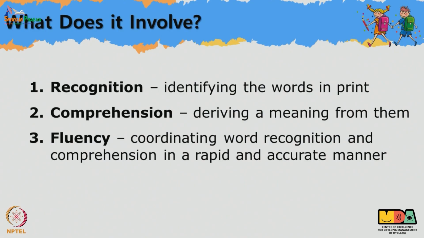So, I did coordinate the word recognition and the comprehension, and also read this text in a rapid and accurate manner. So, I had word recognition, identifying the words in print, then I derived meaning, which is called comprehension, as and when I read, and I also read it in a rapid and efficient manner, which is called fluency. So, a child, if he has to be an efficient reader, should possess word recognition, comprehension and fluency.